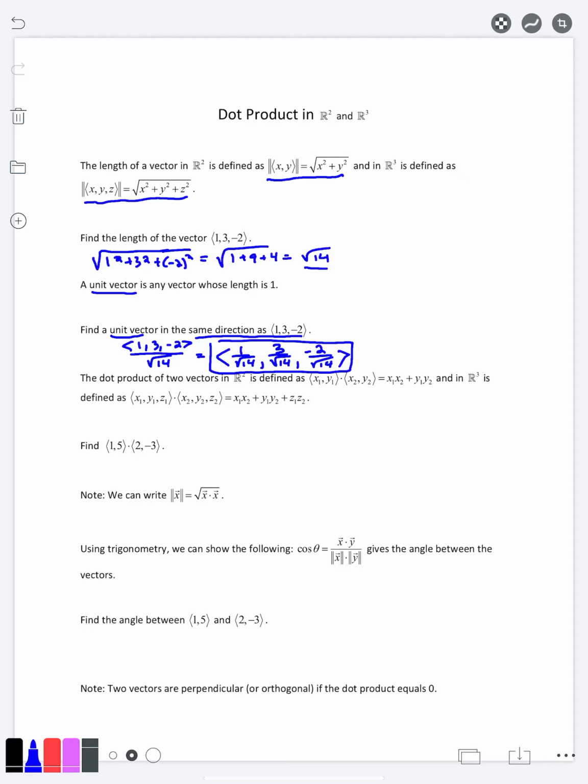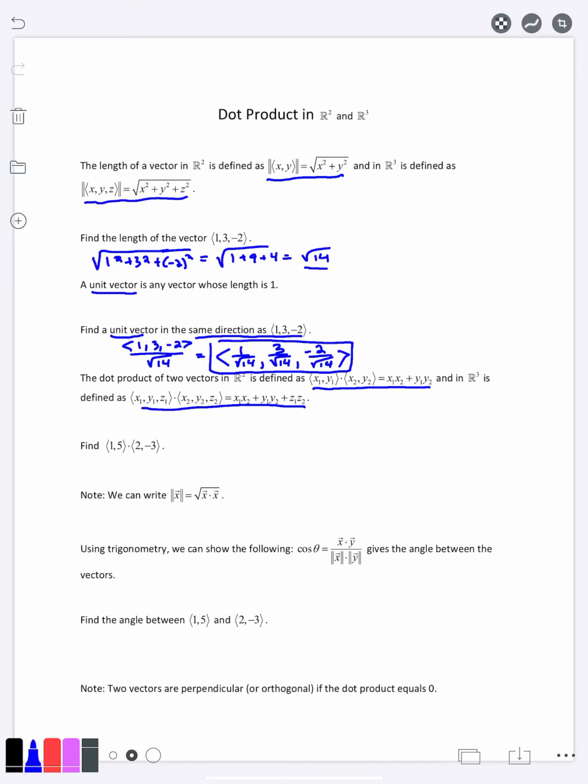Now we can finally talk about the dot product, our way of multiplying two vectors together in some sense. If you want to multiply two vectors in R2, you multiply the first components together, then you multiply the second components together, and then you add them up. So x1 times x2 plus y1 times y2. If you're doing it in three dimensions, you just add the z coordinates on there.